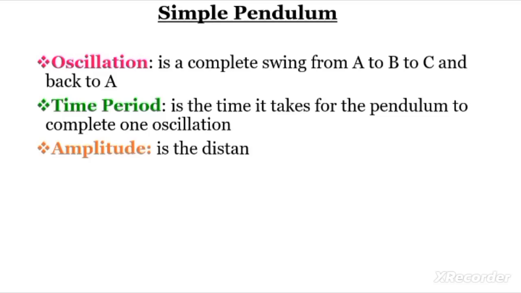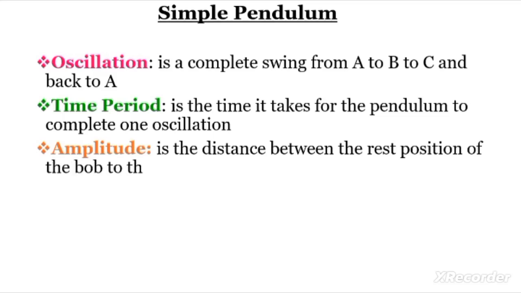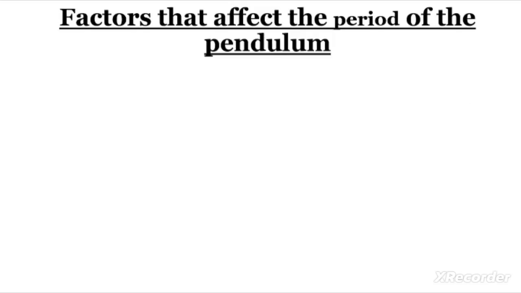Amplitude. What is an amplitude? Amplitude is the distance between the rest position of the bob to the extreme end of oscillation. Okay, or we can say amplitude is the angle formed between the rest position of the bob and the extension.